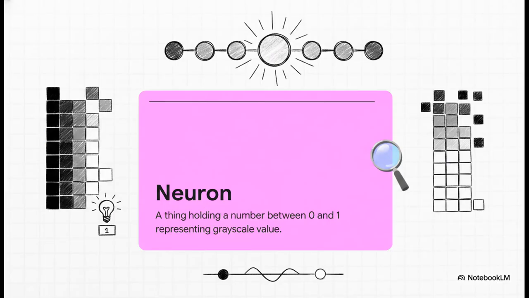To really deconstruct this challenge, we have to start with the absolute simplest building block of our network, the neuron. Now, when you hear the word neuron here, just completely forget all the messy biology for a second. Instead, think of a neuron as just a simple container holding a single number, specifically a number between 0 and 1 that represents the grayscale value of a pixel, 0 for completely black and 1 for perfectly white. We call this number the neuron's activation. Basically, think of it like a little light bulb. A high number just means the neuron is brightly lit up.